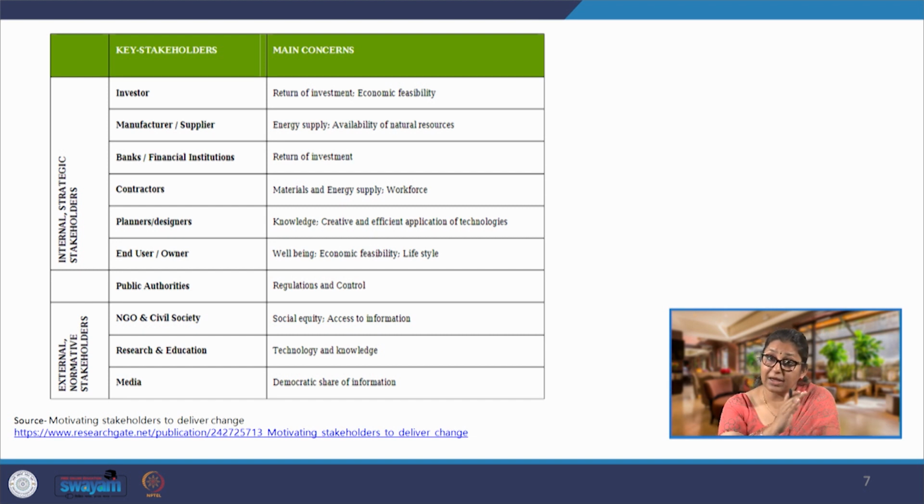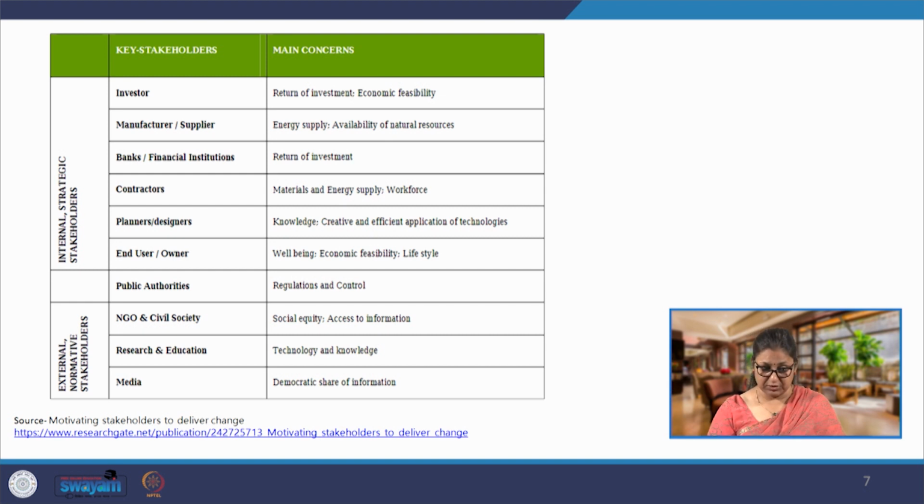Then we also have stakeholders who are not directly connected with the building life cycle, but are remotely or indirectly connected. For example, there could be public authorities who are involved in regulations and control of these buildings, NGOs and civil society who are talking about social equity and access to information, research and education. So, not directly the architects and engineers, but for example, academicians who are creating this body of knowledge which is to be applied by the engineers and architects. Their main concern is technology and knowledge, and we also have media, where their main concern is democratic sharing of information.